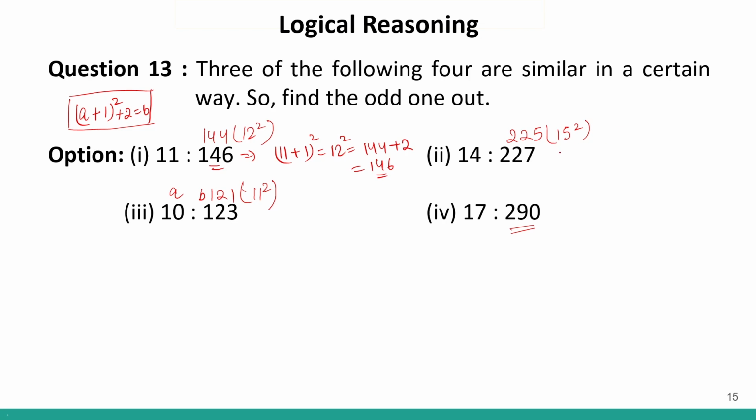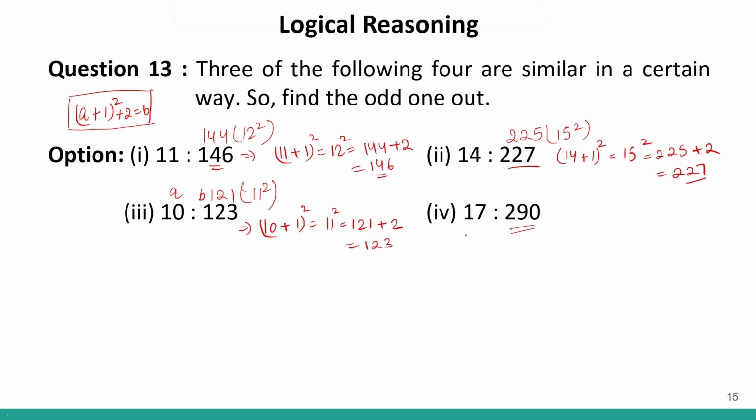If I look over here, 14 plus 1 square, so this is 15 square. Correct? This is 225. If I add 2 into this, I am getting 227. Okay? If I look over here, 10 plus 1 square, so this is 11 square. 11 square is 121. And if I add 2 into it, I am getting 123. So A plus 1 square plus 2 is giving me B.